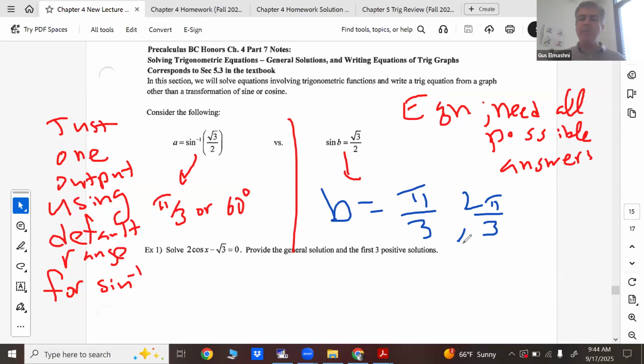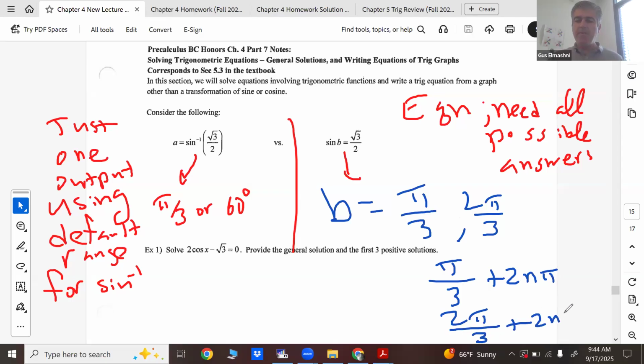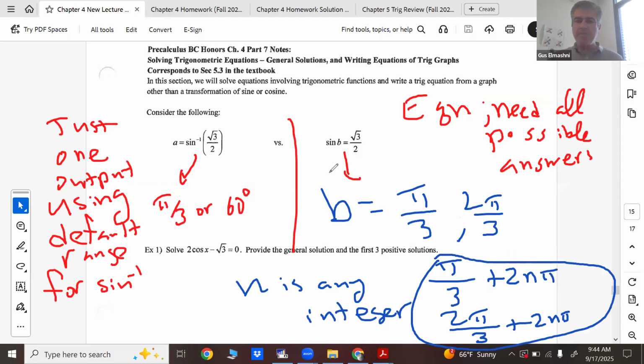Yeah. So here's what you would write. You could write pi/3 plus 2n pi and 2 pi/3 where n is any integer. And we call this a general solution. Because in general, this is what we expect. And it follows this format.